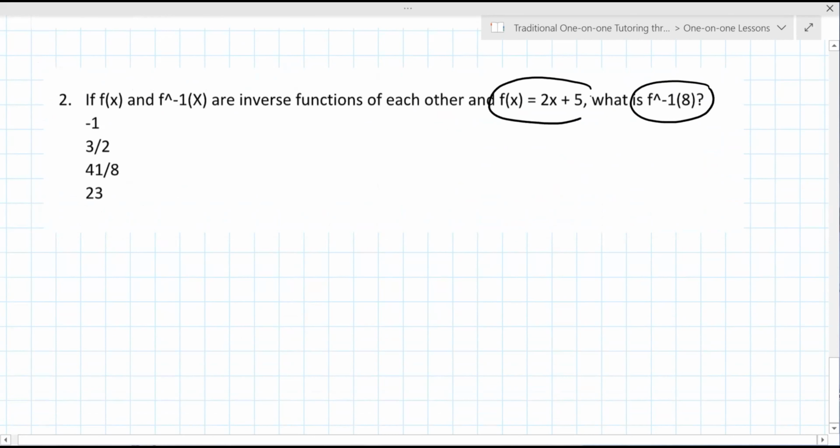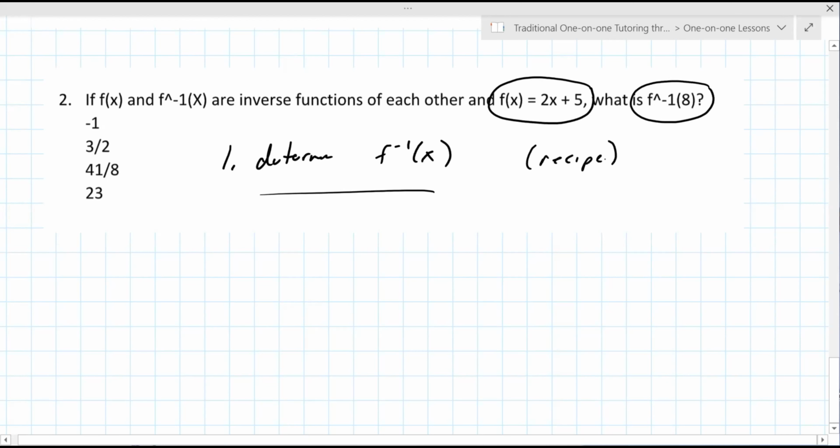So there's really 2 approaches here. The first approach that makes the most sense is to determine the inverse function. And that's a skill you need to have. So we're going to actually do that here. The other way is to use some other techniques, but to determine the inverse, it's what I call a recipe. It's a certain number of steps that you have to go through. You have to follow them in order.